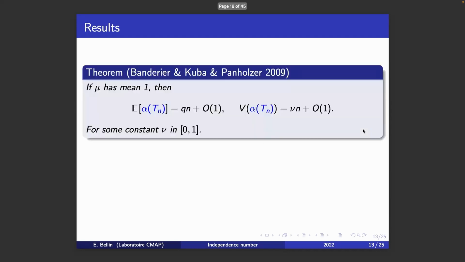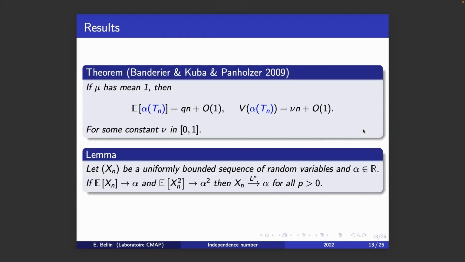And the result is the following. Here, the hypothesis is way more general. We just need to suppose that we are in the critical case, so mu has mean 1. And we have some asymptotics for the expectation and the variance of the independence number. We can see that the expectation of alpha of Tn divided by n converges towards this constant Q.